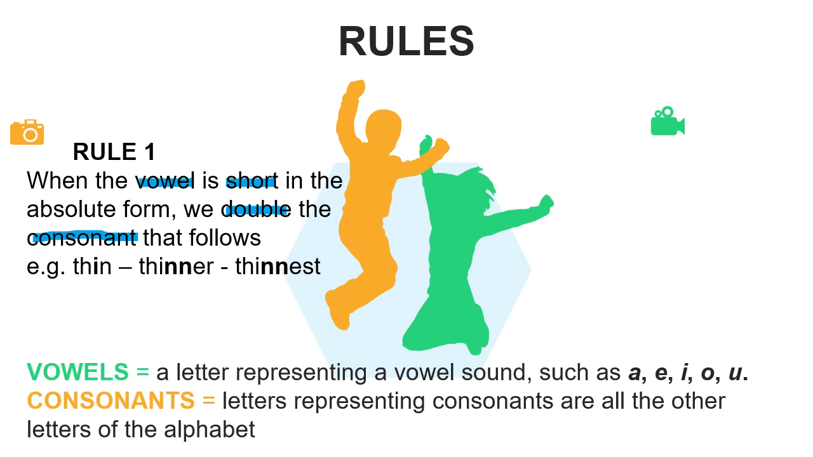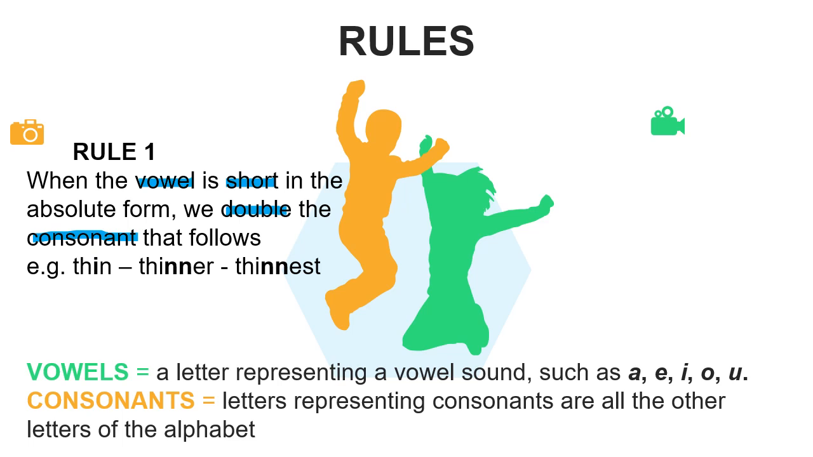Let's look at the example that I've given you. Thin. Say the word thin. Can you hear that the sound, the I, which is a vowel, is short? You don't say thine. Am I right? You say thin. So whenever the vowel sound is short, the consonant letter will double in the comparative and the superlative form.